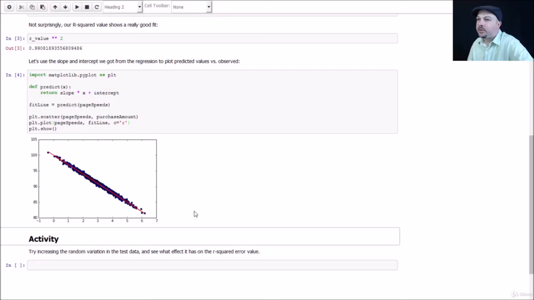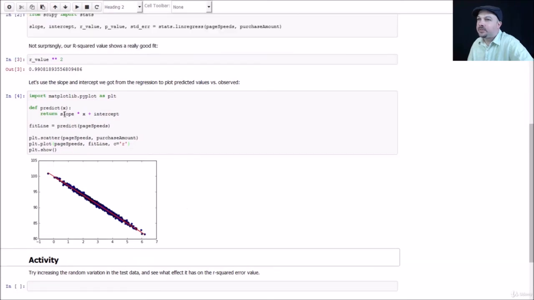And all you need to predict new values is this predict function. So given a new, previously unseen page speed, we could predict the amount spent just using the slope times the page speed plus the intercept. That's all there is to it. So, time to get your hands dirty. Try increasing the random variation in the test data and see if that has any impact. Remember, the R-squared is a measure of the fit. How much do we capture the variance? So see if the amount of variance actually makes a difference or not.